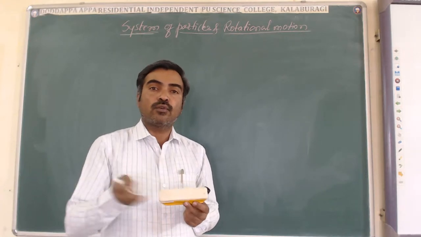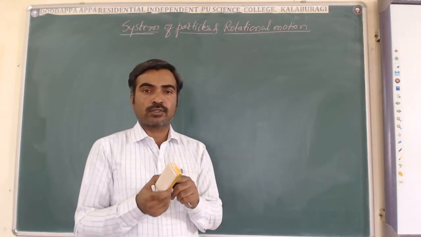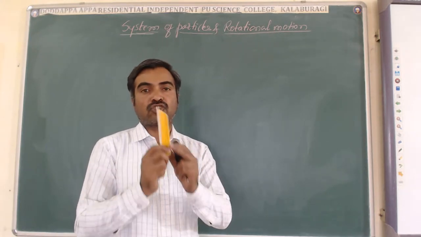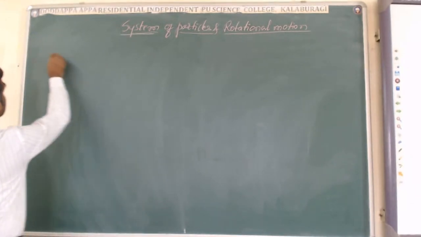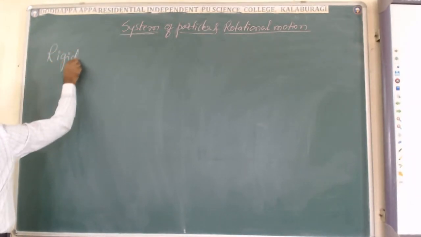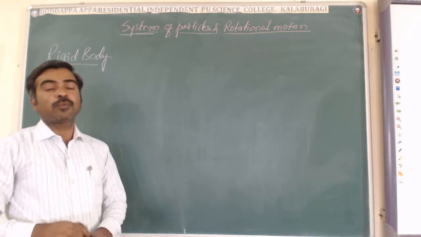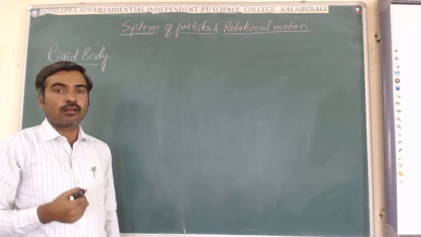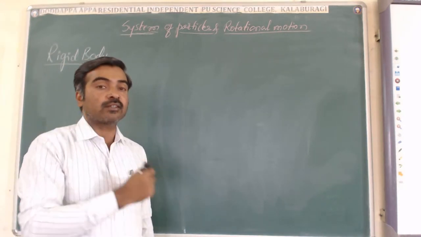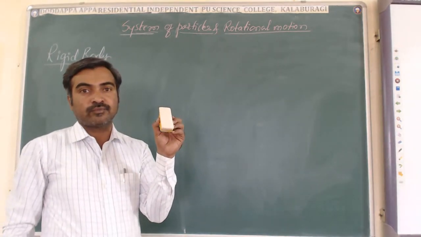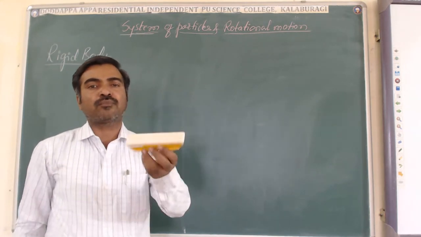So whenever a force is applied to make a body move, if that body, after applying the force, sustains the same shape, such a body we call a rigid body. It means after application of the force, the body will not change any of its dimensions or shape, and even particle-wise, all the particles of the body will remain at their respective places, because this body is made up of so many particles.